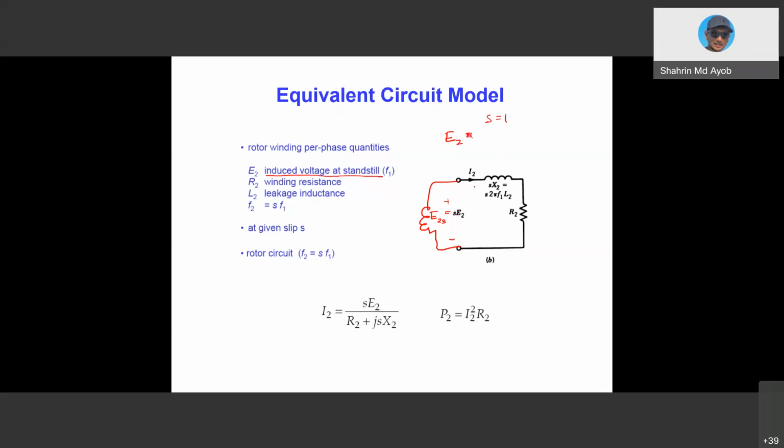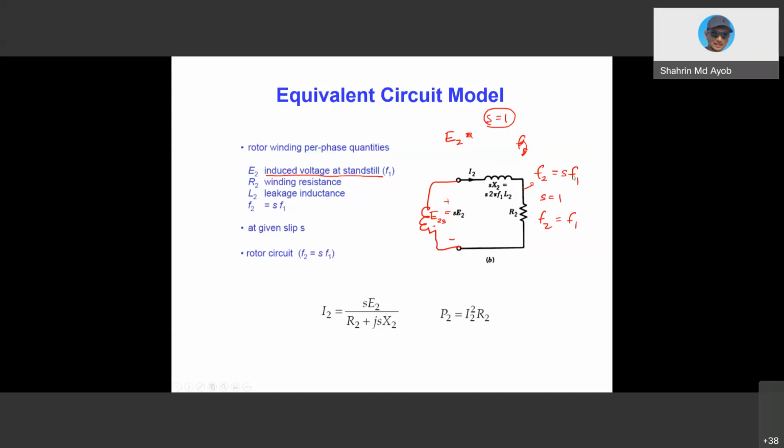It will reduce when the slip is reduced, so the induced voltage will also be reduced. We know that there are two frequencies. The rotor frequency F2 is SF1. When S is equal to 1, F2 is F1, so E2 is the induced voltage at standstill when the frequency is F1. F1 is the frequency at the stator. We have the stator circuit and the rotor circuit: at the stator the frequency is F1, and at the rotor circuit the frequency is F2, and the relationship is F2 equals SF1.